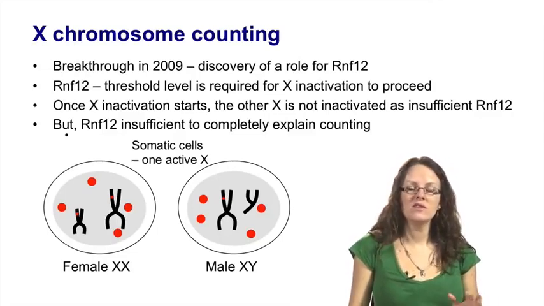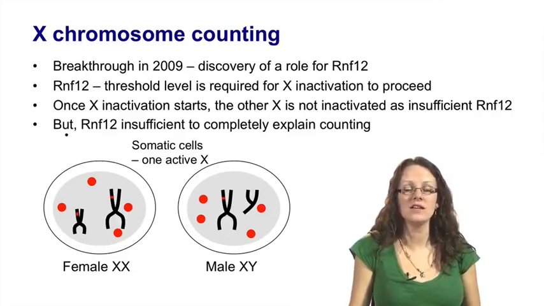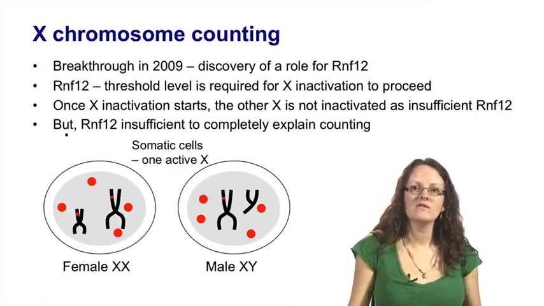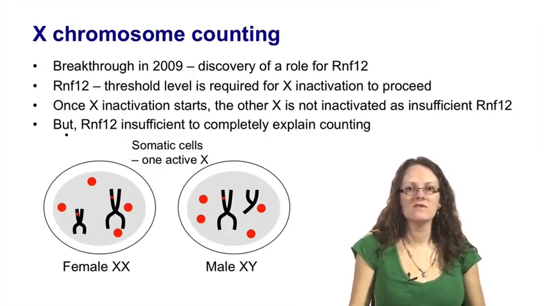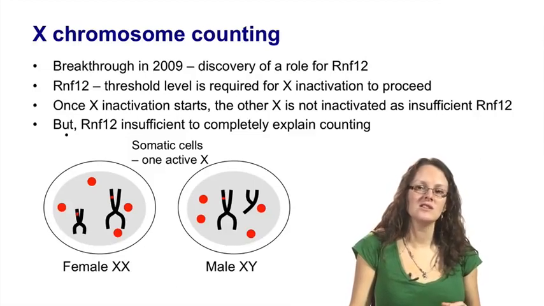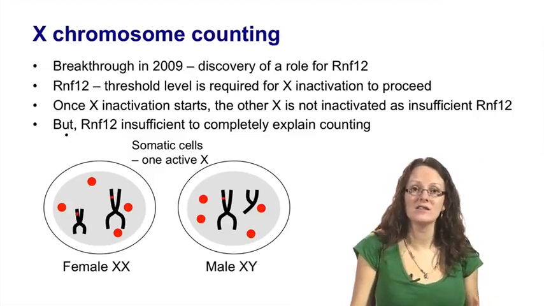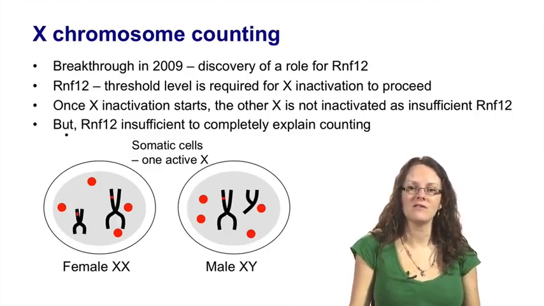However, although this was really a groundbreaking discovery, it still isn't enough to explain the mechanism of X chromosome counting completely. And that's for 2 reasons. First of all, we know if you completely delete RNF12 in a female cell, X inactivation will eventually occur. It will occur much later than it should have done, and it occurs very inefficiently, but it can occur in some instances. And so this suggests that there are indeed other factors that are still important in counting, and that these can in some way compensate for a loss of RNF12.